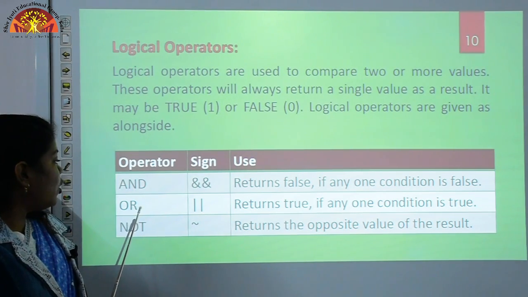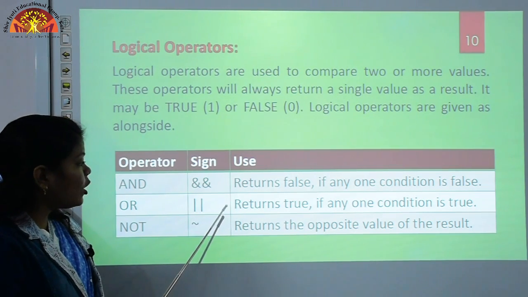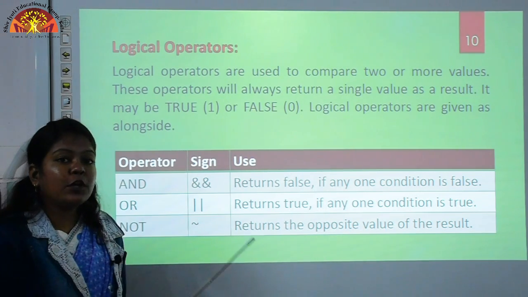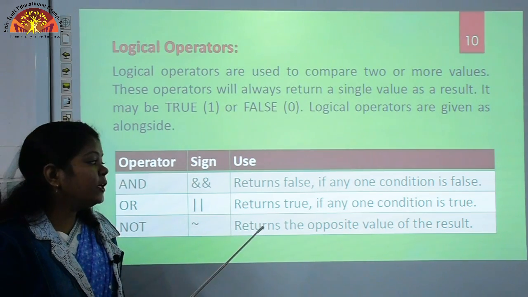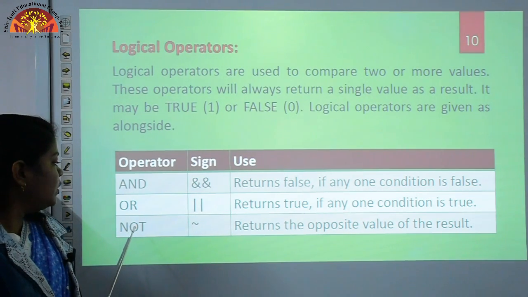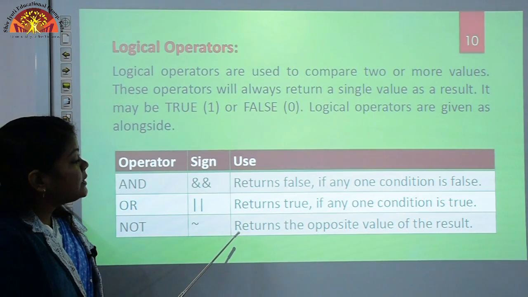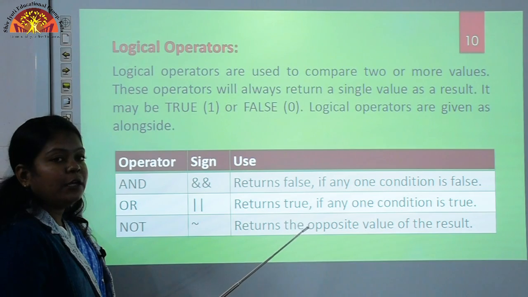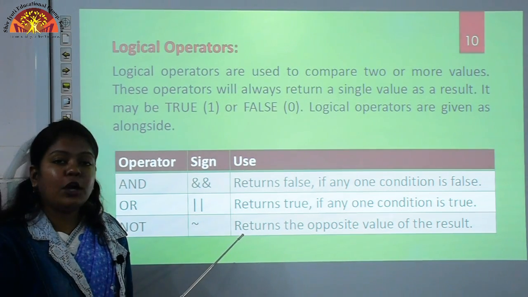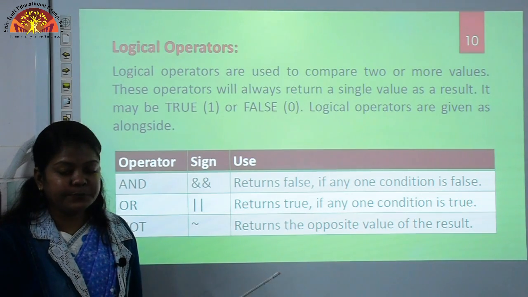Next we have OR operator, and this is the symbol of OR operator. This OR operator returns true if any condition is true. So students, if any of your conditions is true, then your result will be true in the OR operator. Next operator we have NOT operator, and this is the symbol of NOT operator. This NOT operator returns the opposite value of the result. If your result is true, then the output of this NOT operator is false. Okay, so it always returns the opposite value.